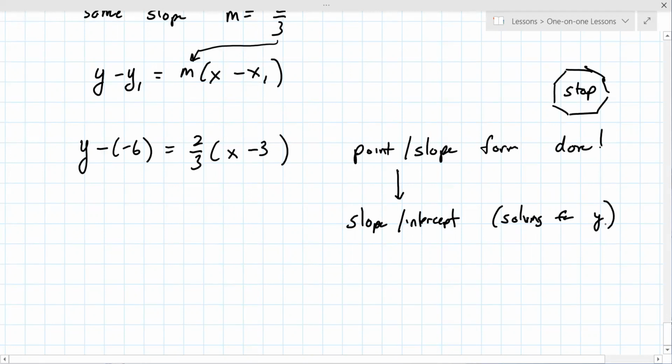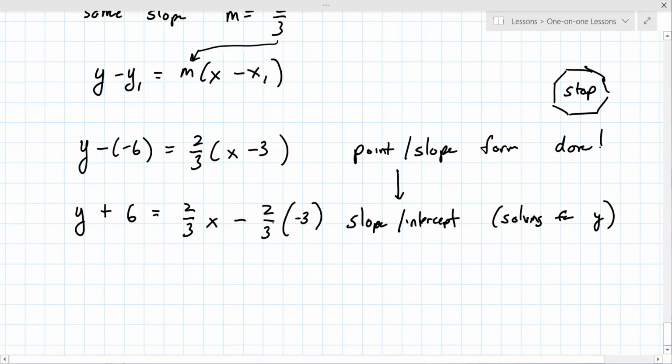Okay. So to do that, we have to distribute this 2/3. We have to combine the signs there and then move this, whatever this is, over to the right. We don't have to do that all in one step though. So it's y plus 6 equals 2/3 x minus, and I'll just write it this way. There's no reason to do too much in one step.